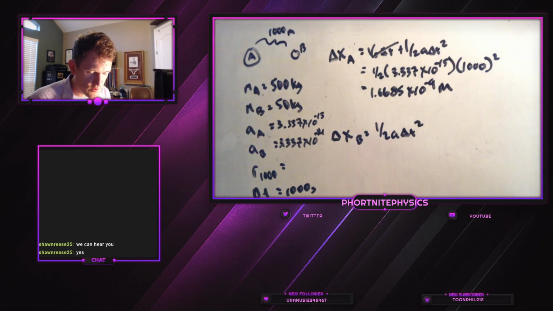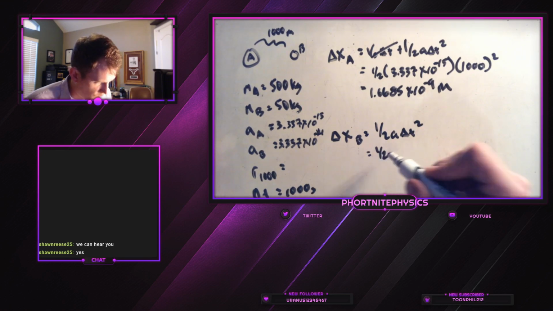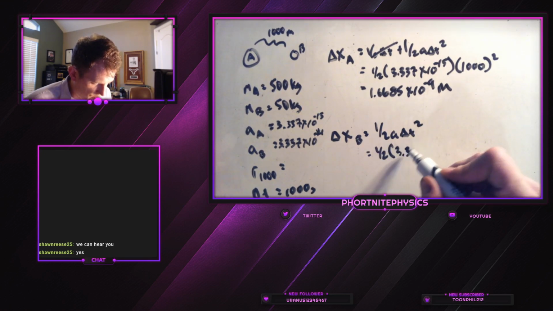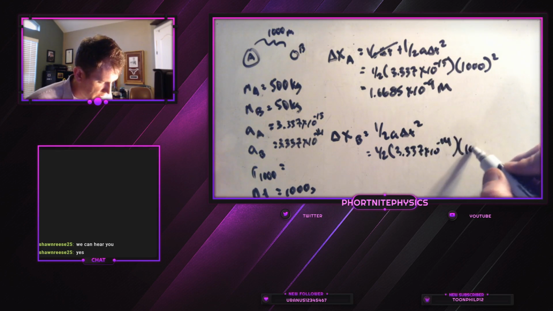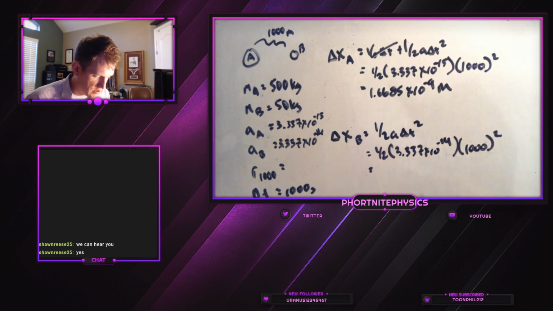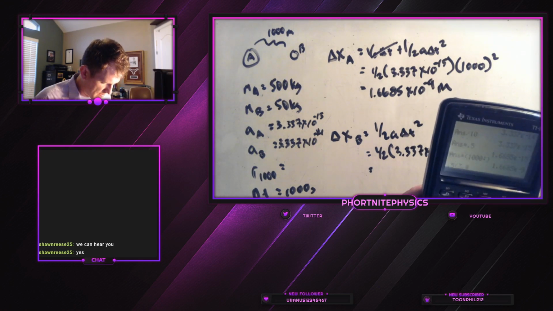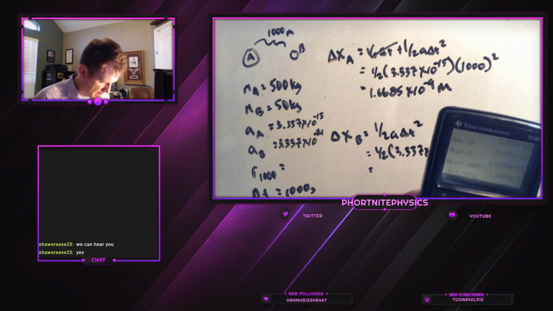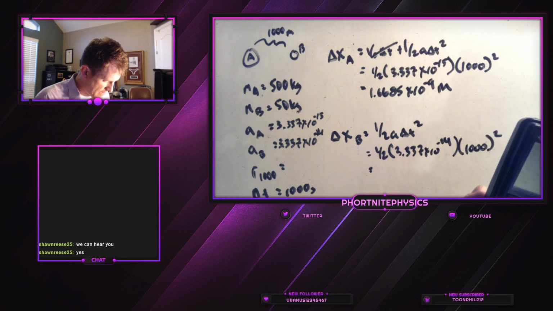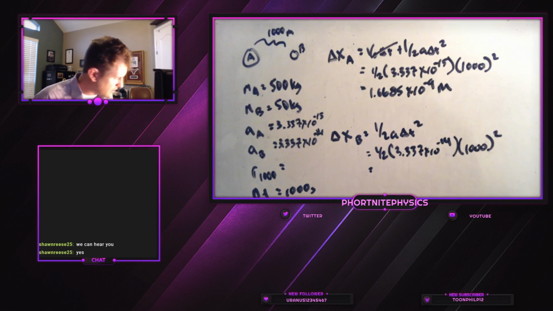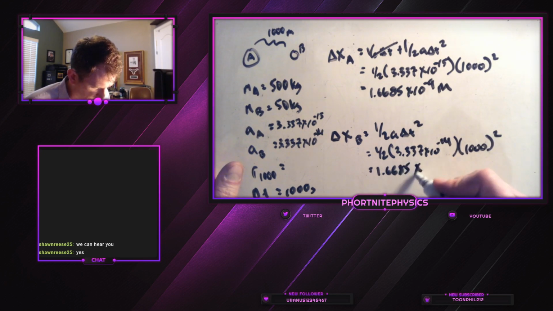Meters. That's how much it's moved towards the center. Now over here, same deal, but a different acceleration. So 1/2 times 3.337 times 10 to the negative 14 times 1,000 seconds squared equals... same deal, but one less for the value of the exponent.